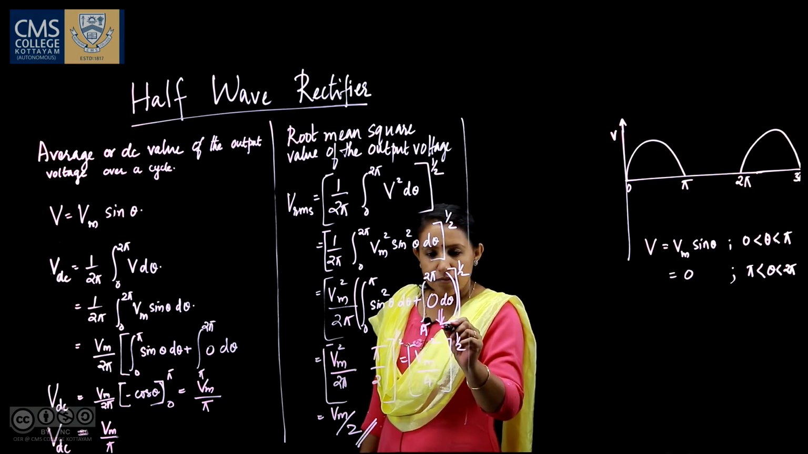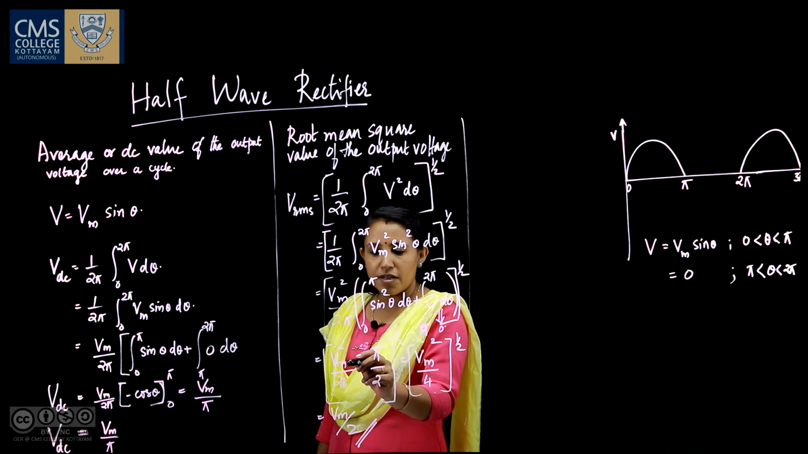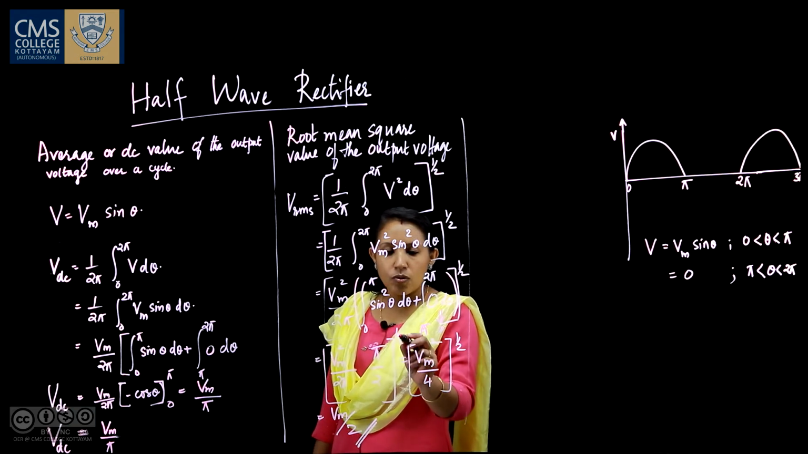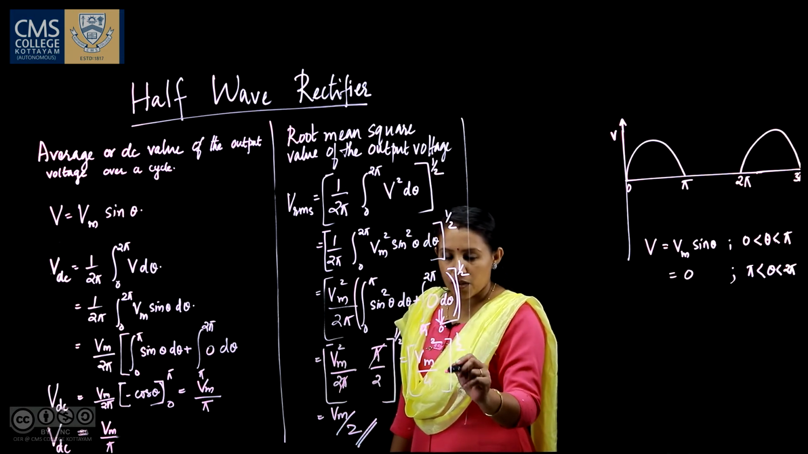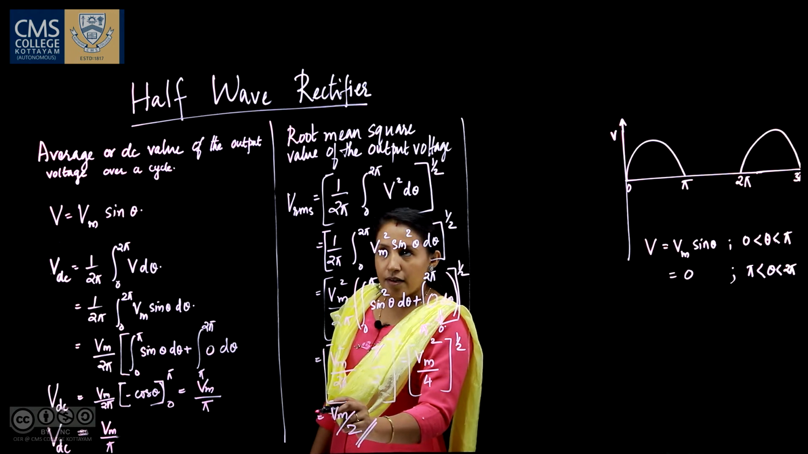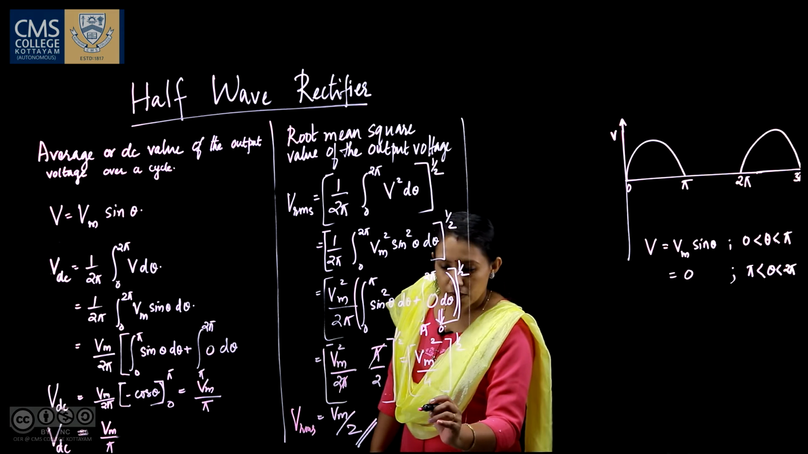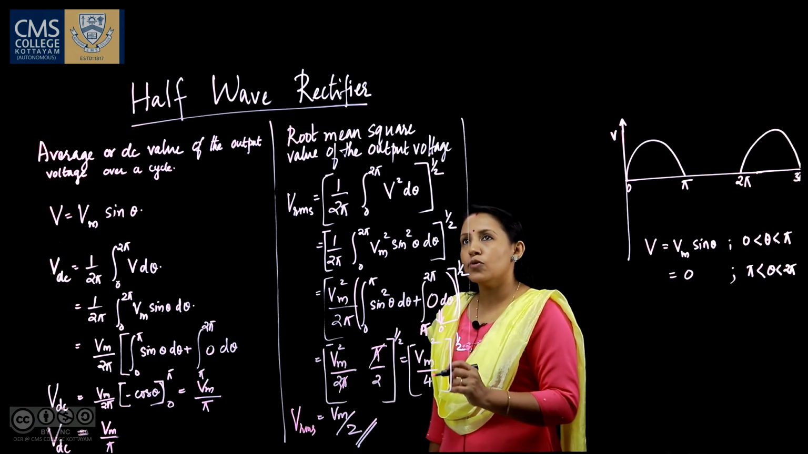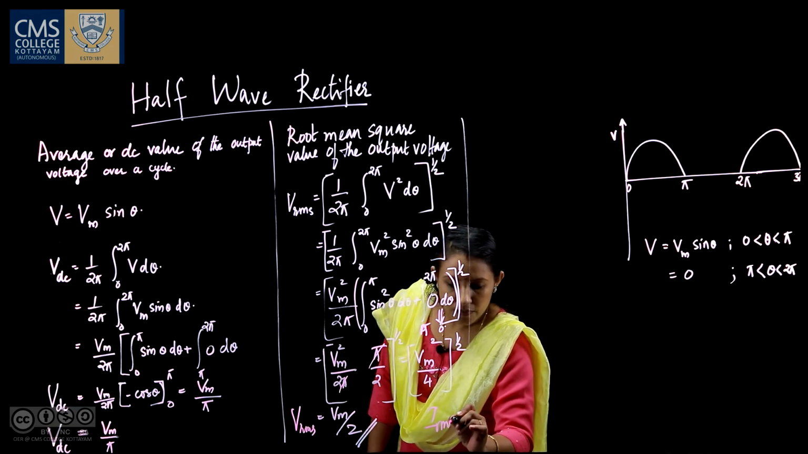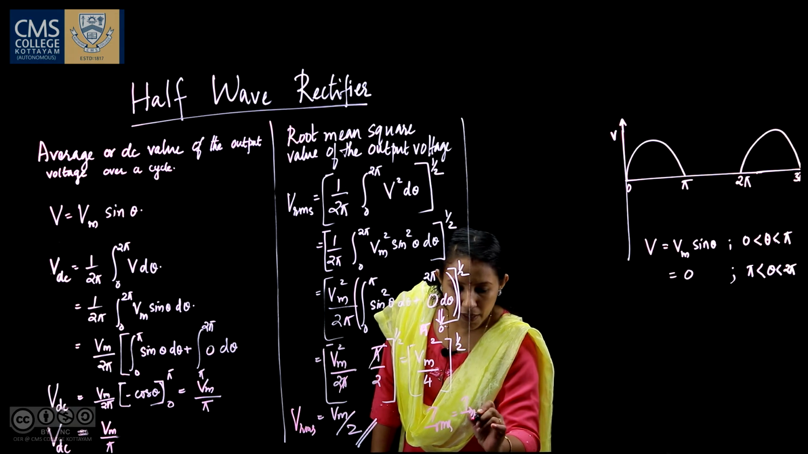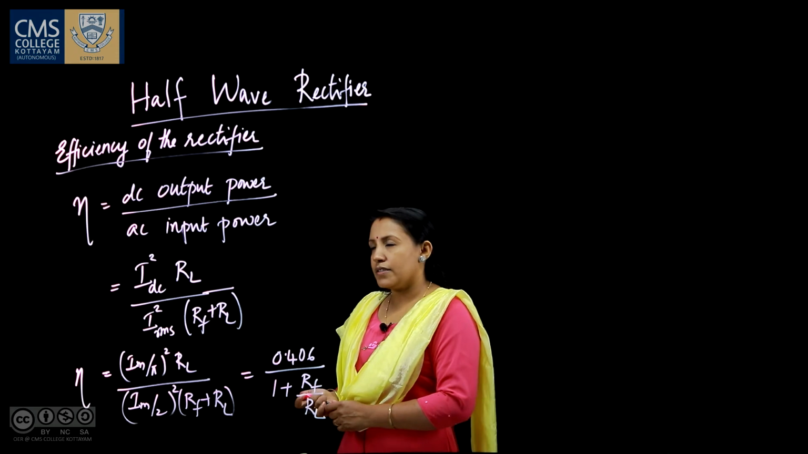This term goes to 0, and integrating this, you get the value as pi by 2. So this is Vm square by 2 pi into pi by 2, the whole raised to half. Pi cancels out, and you get Vm square by 4, the whole raised to half. You get the answer as Vrms equals Vm by 2. Similarly, we can also calculate the root mean square value of the output current, that is Irms is equal to Im by 2.